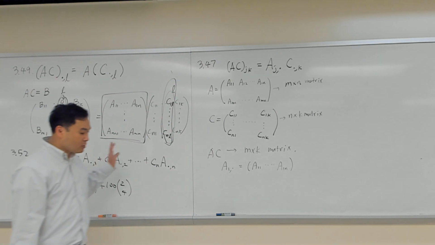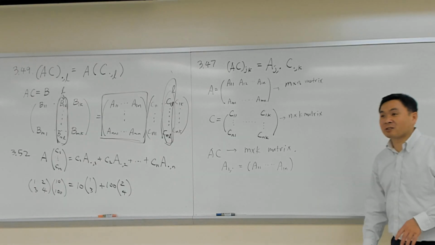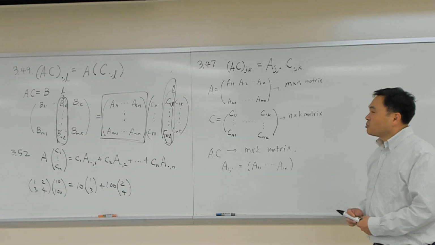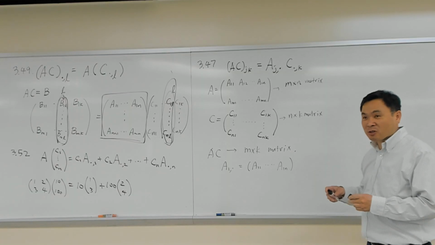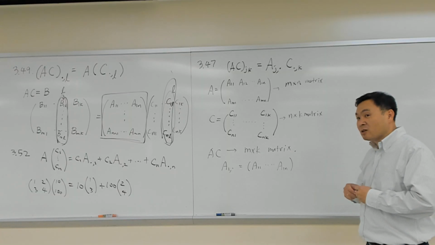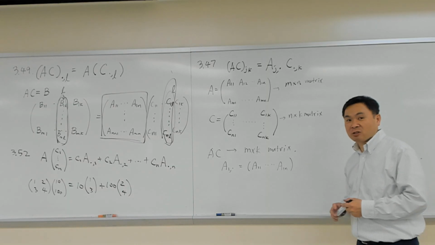Such a way to view matrix multiplication is handy when you do diagonalization, which we actually implicitly did when I was reviewing the diagonalization for 2 by 2. But later on, we'll do diagonalization of 3 by 3 and more complicated cases.